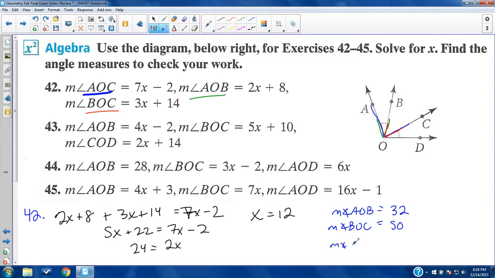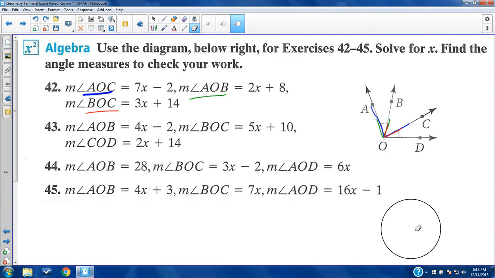So AOC, it is the sum of both of these, so you could either substitute 12 into here, which would give you 84 minus 2, which is 82, or it should be 32 plus 50. So that also seems to work as well. Perfect. So there's the first one. Once you start adding those up and solve for x, you're pretty good to go. That's number 42.